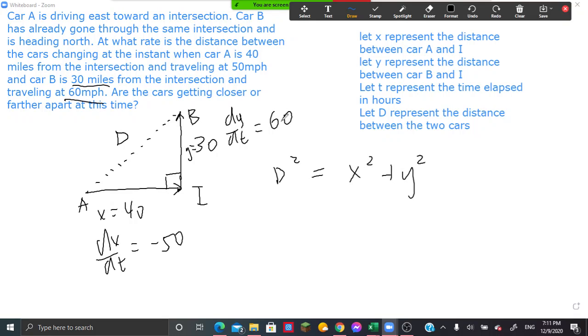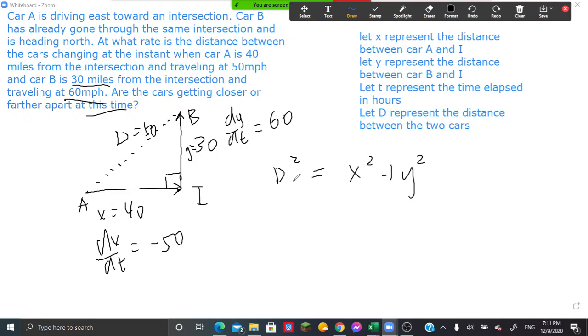Another piece of information that we can get from this graph is the distance at time t equals 0. So at this time, we can see by the Pythagorean theorem, 40 squared plus 30 squared, take the square root of that, is 50. So we have d is equal to 50 at this moment.